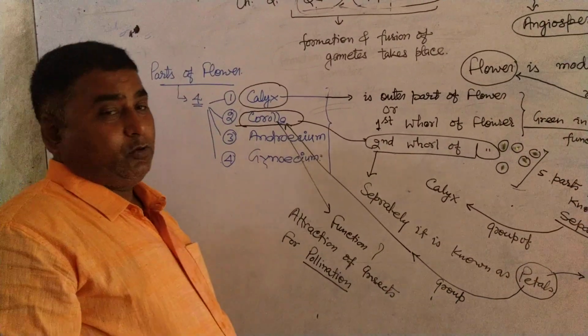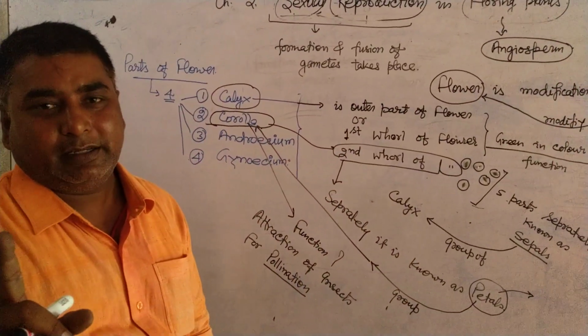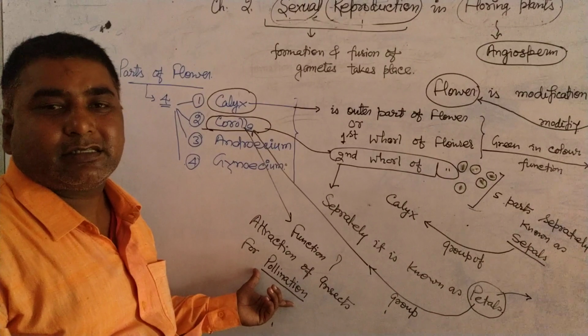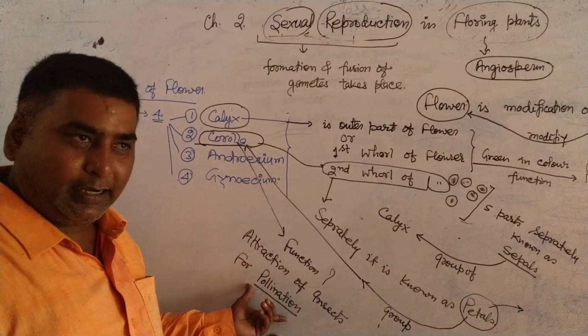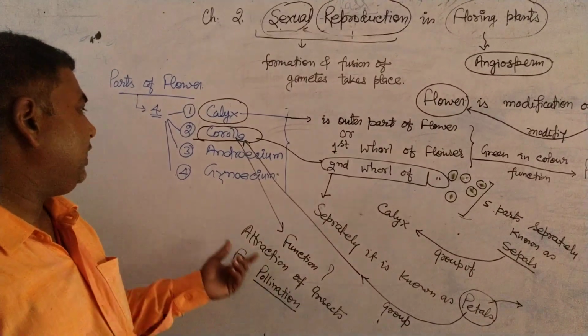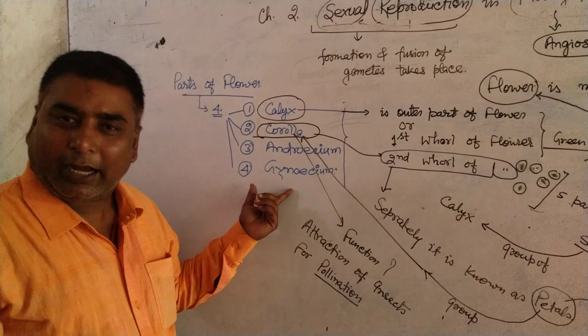Okay, you go to your house and read carefully about these things, about pollination, about flowers, and tomorrow we will discuss the remaining two parts of the flower, androecium and gynoecium. Okay.